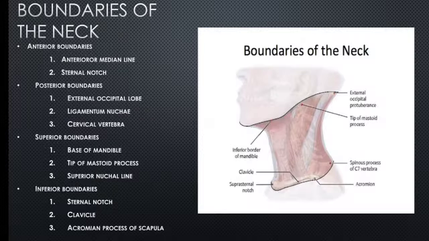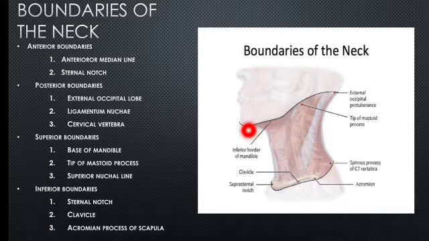Before entering into the neck, we have to know some basics about the neck, right? What is the neck and what is its boundary? The boundary of the neck: anteriorly it is the anterior median line and the sternal notch. Posteriorly, the external occipital protuberance, the ligamentum nuchae and also the cervical vertebrae.